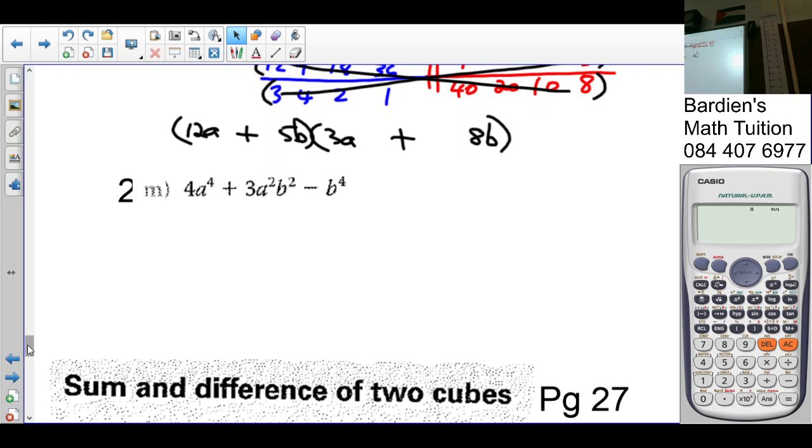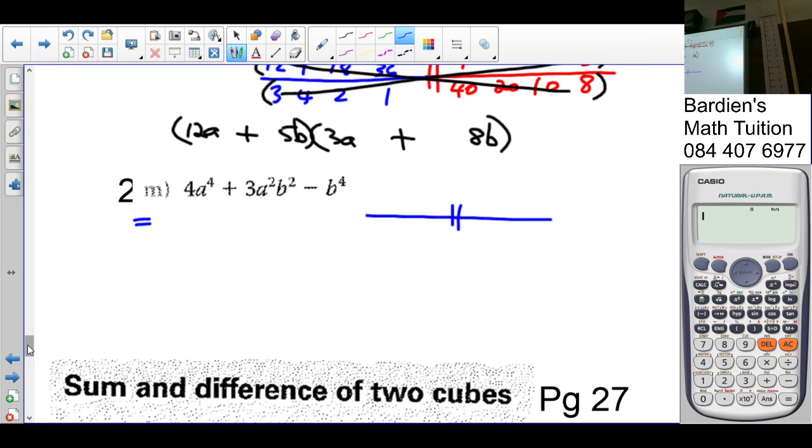Then we got number 2m. Is there a common factor here? Is there a common factor? First, is it a trinomial? Yes. So it's a4, a squared, no a. b4, b squared, no b. Okay, so that's in order. Is there a common factor? No. So we go straight into the product line.